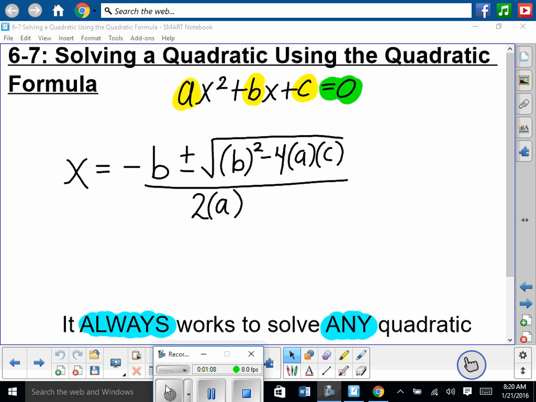So let's say it was in vertex form. I just solved like we learned yesterday, but let's say you forgot. You could put it in standard form by multiplying it out like what we practiced yesterday and use the quadratic formula. That's the hard way of doing it, but anyways.